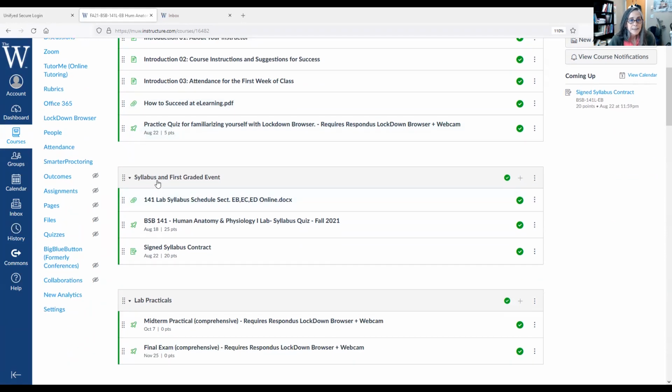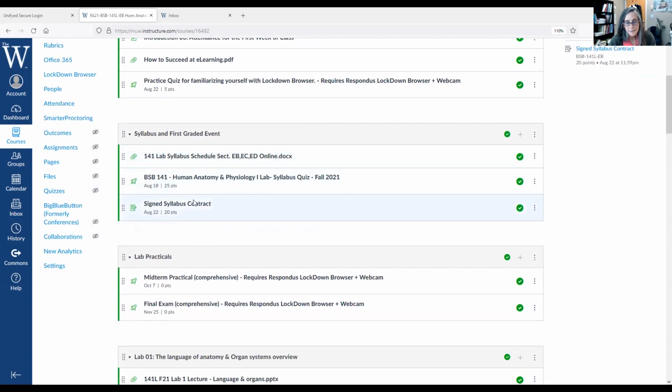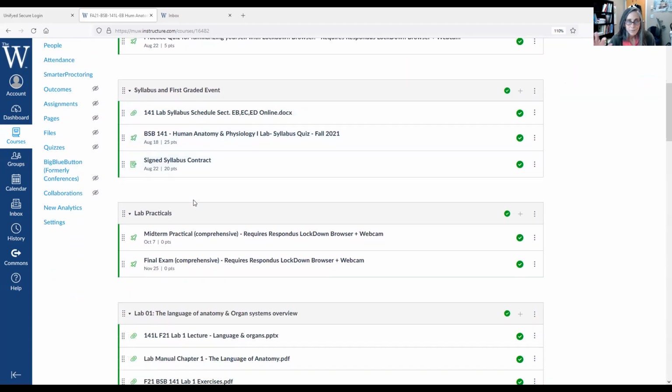We've got the syllabus and the first graded event. So this is just my syllabus, and then you have the syllabus quiz, which most of you have taken already. Yes, there were a few mishaps on there. Like I said in my email, for whatever reason, some of the additions that I made were not being carried through on Canvas. It was kind of odd.